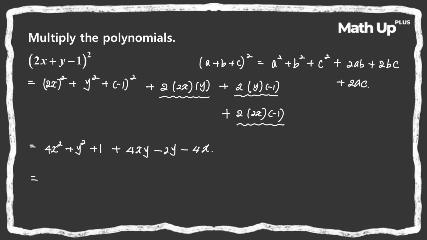If we rearrange this expression, that's going to be 4x squared plus 4xy plus y squared minus 4x minus 2y plus 1, right?